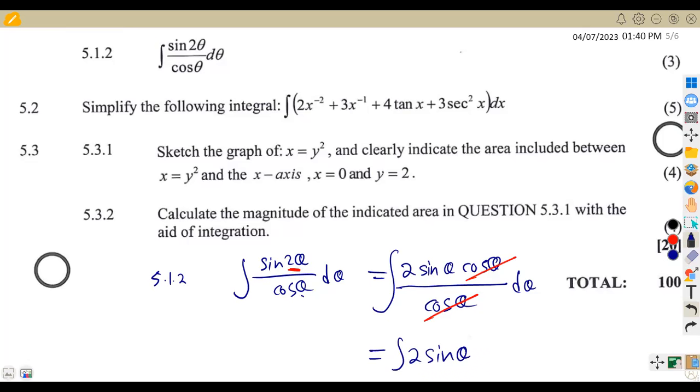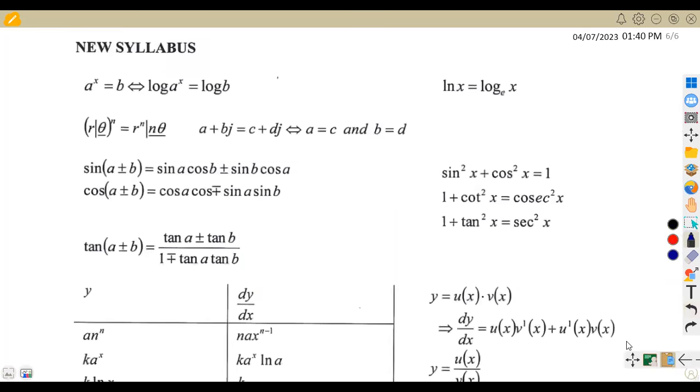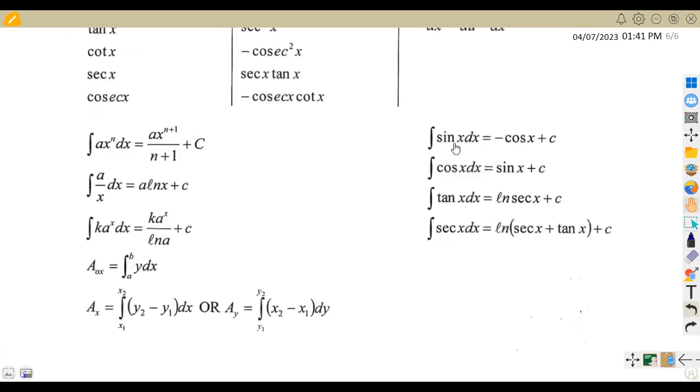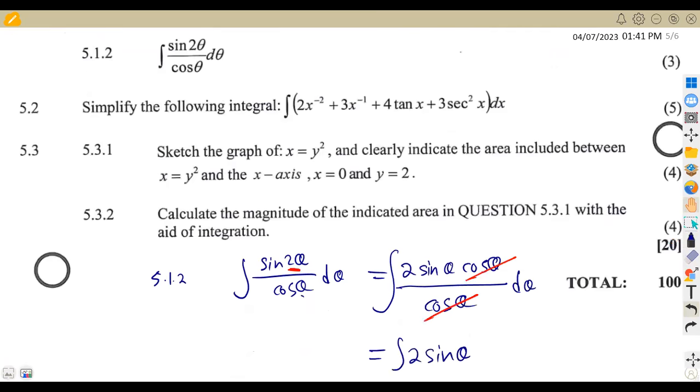Remember that the integral of sine is a negative cos. So this is going to give us negative 2 cos, or even you can check from your formula sheet. We have got our integrals here. We are given that the integral of sine is negative cos. So this is going to give us a negative cos of theta.